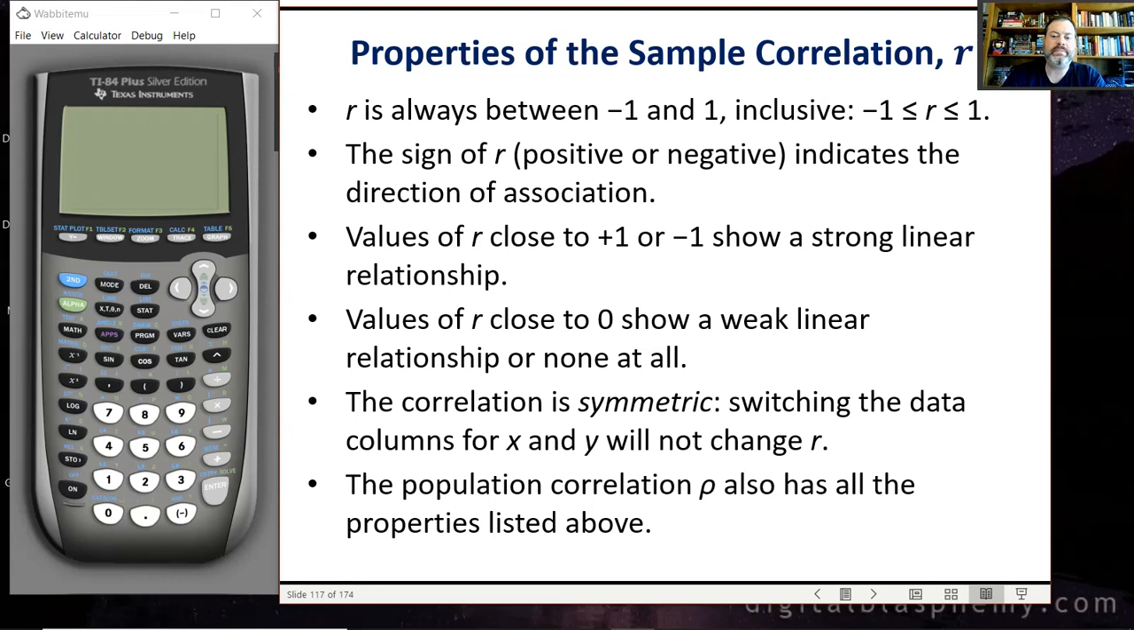The correlation is symmetric. Switching the data columns for X and Y will not change R. On the homework, if you accidentally switch X and Y, you're going to get the right answer for R. I'm not saying you should switch those, because there's other things in the next section that you will get a different answer. So make sure you're paying attention to which one is X and which one is Y. And last bullet, the population correlation rho also has all the properties listed above.